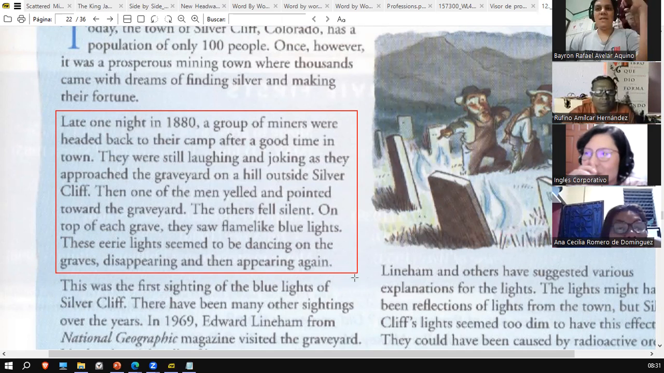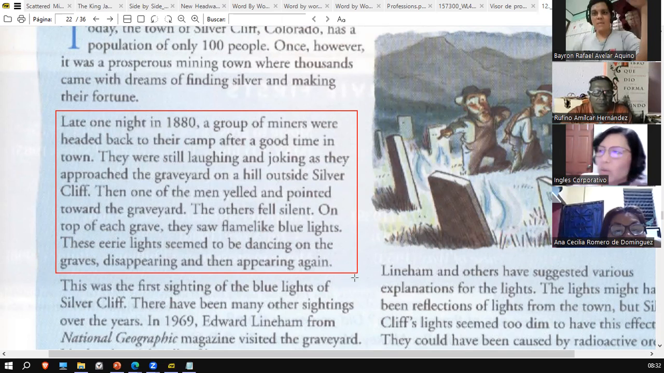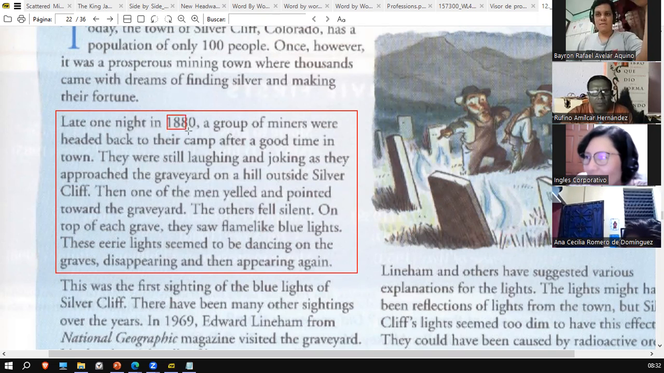Late one night in 1818. I'm going to pause you there. A group of men. Lo voy a detener ahí. Numbers like this, you can divide it in two. Se dividen en dos, right? So you can say it again.